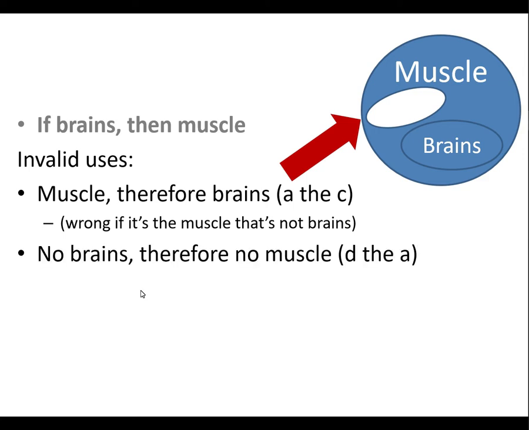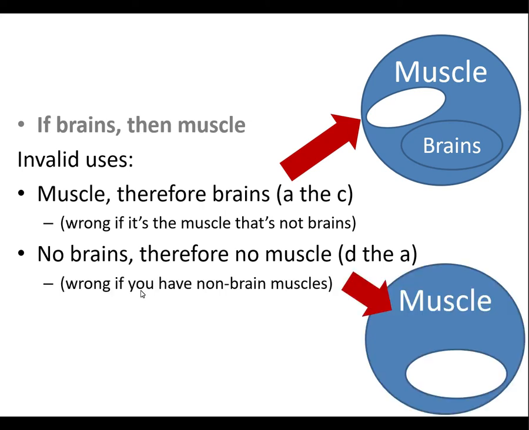The other incorrect inference that Thor could make is, no brains, therefore no muscle, so he could deny the antecedent. What would happen if you took out all the brains? Well, it looks like there'd still be a lot of muscle left. So saying no to the if part, and then no to the then part, would in this case be wrong, because not all muscle equals brains.